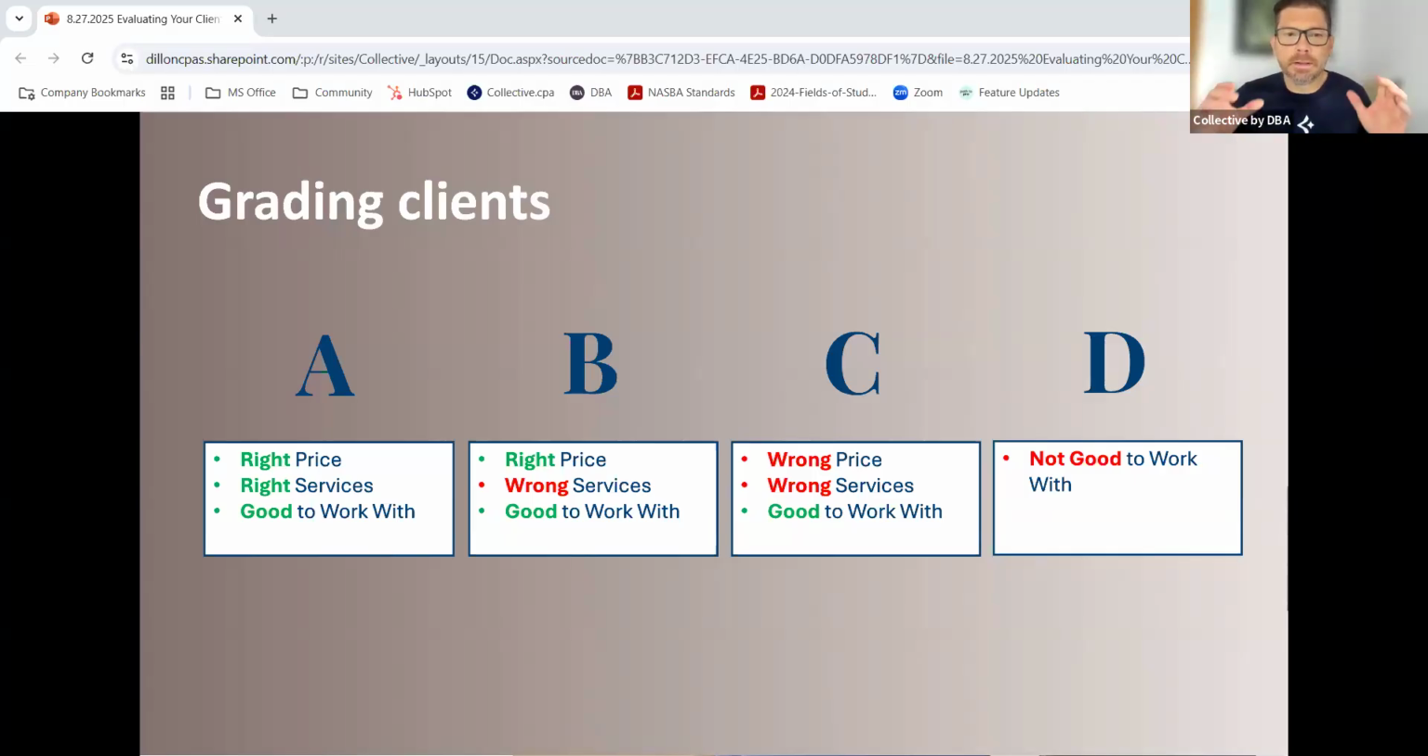Okay, so A, B, C, D, doing our best to keep that simple there. A clients on the left, they're priced right. They're getting the right services that you want to provide to them, that the firm is best at. And then as the firm is looking ahead, those are the right services that we want to keep providing more of in the future, and they're good to work with.